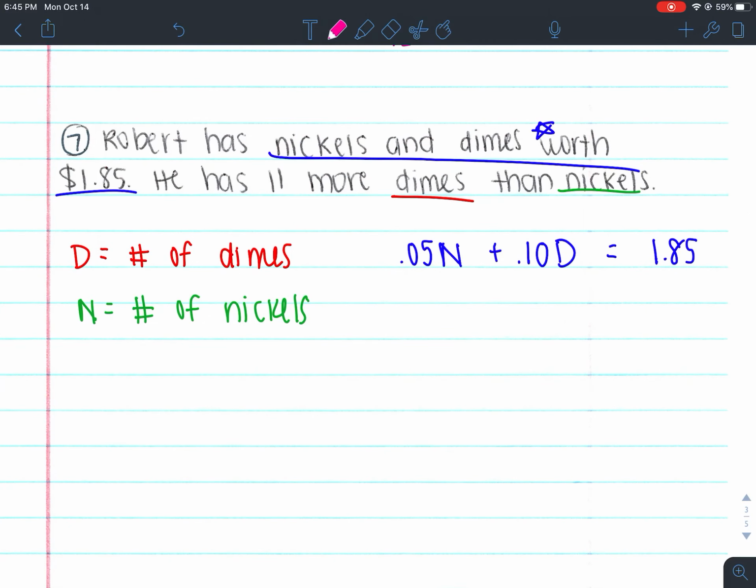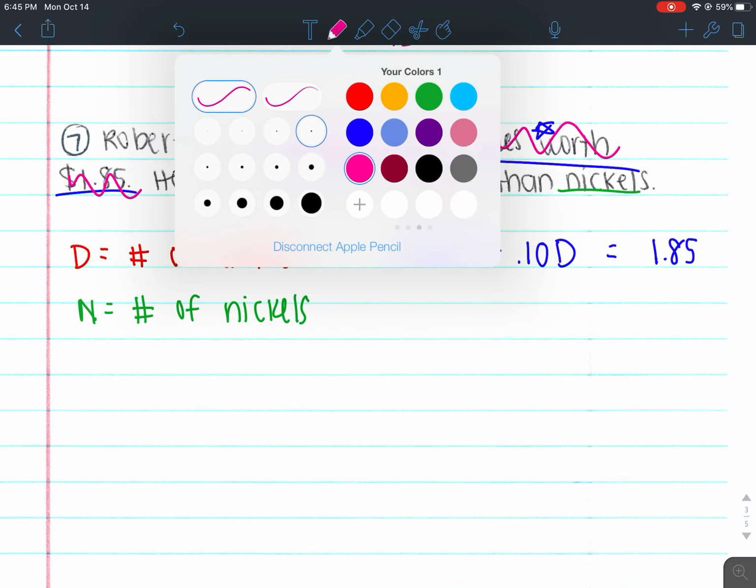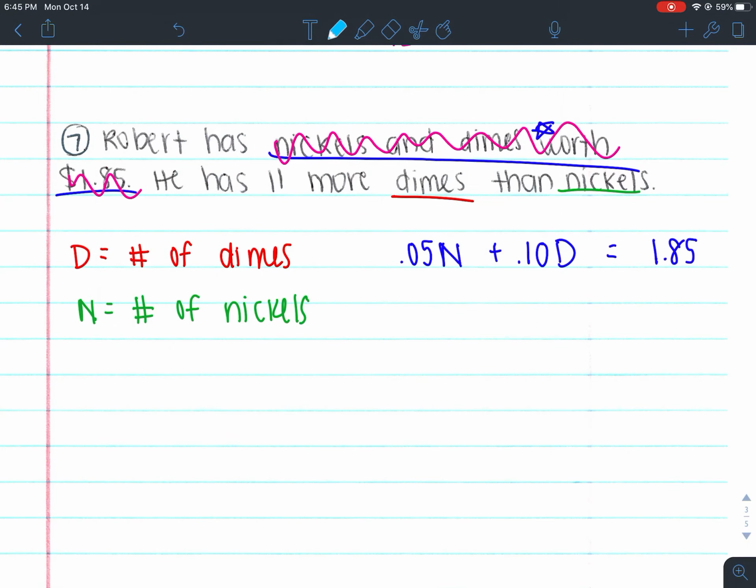Okay, the second equation, right? Once I've used some information, we cannot use it again, so let me get rid of that. The second equation is going to be he has 11 more dimes than nickels. I'm talking about the relationship between dimes and nickels. So that means that I'm going to have the variables on opposite sides. So D is going to be on one side and N is going to be on the other side. And I need to balance this out, right? I want to balance it.